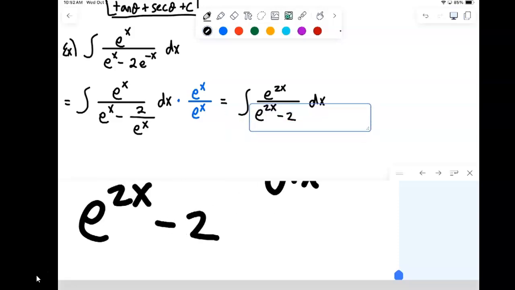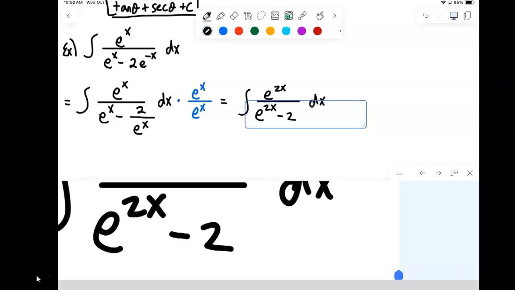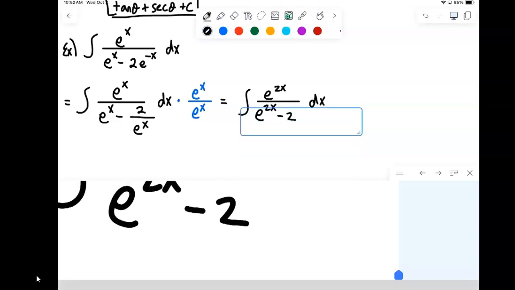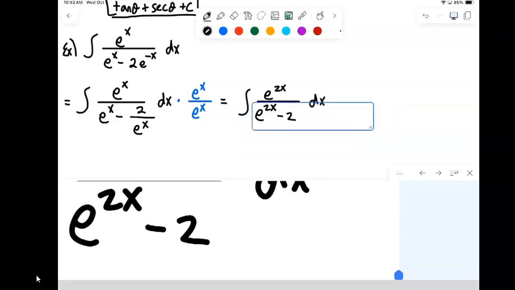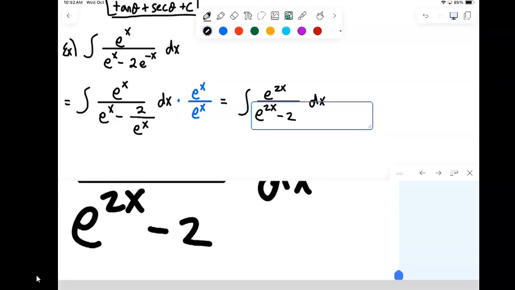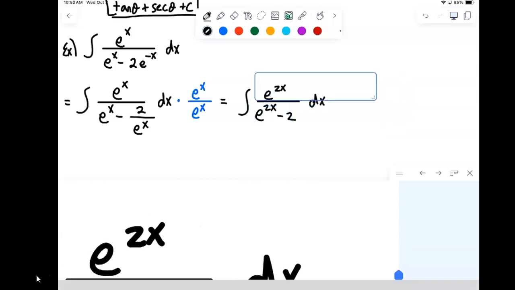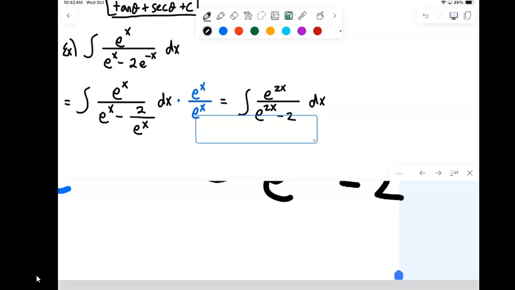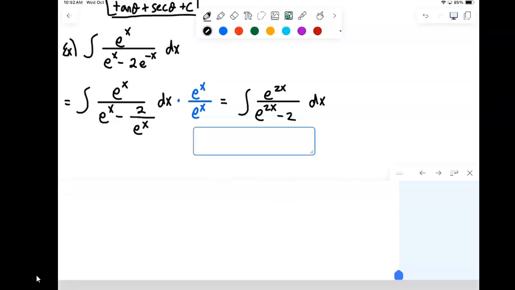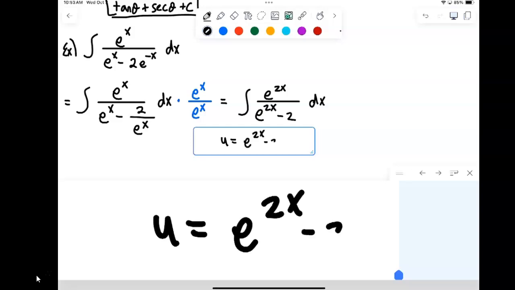What we can actually do here is let u be the whole denominator. Since the 2 is a constant and it won't contribute anything to the derivative, then you're going to have a derivative of e to the 2x, which is going to involve the e to the 2x that's on the top. And so we proceed as follows. Let u be e to the 2x minus 2.